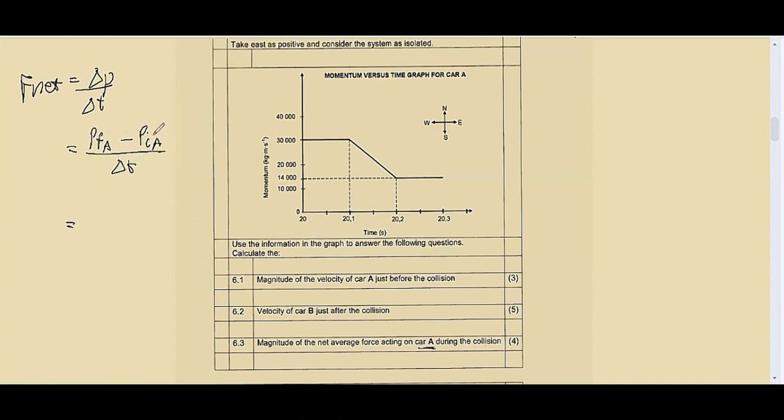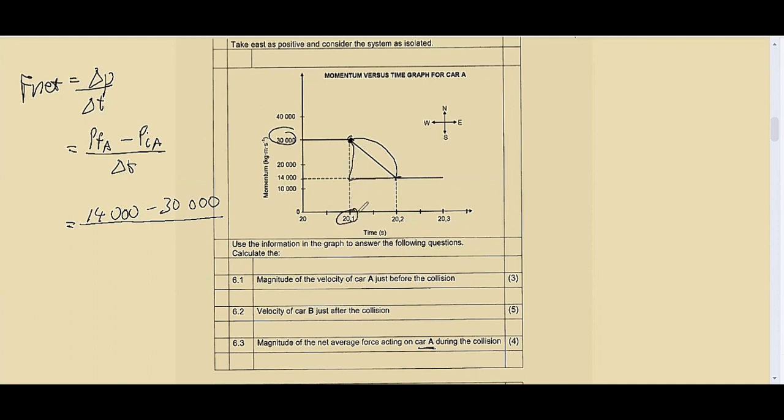Then what is the momentum finally for A? It's 14,000. What is the initial momentum? It's 30,000. Then divide that by what? We want to find the time in which the net force takes to act on the object, right? So we want to find that time in between the collision. So remember, we said this is during the collision. So we want to understand the time that the collision takes, right?